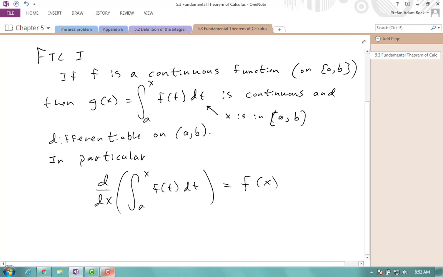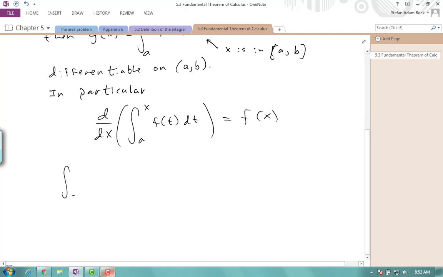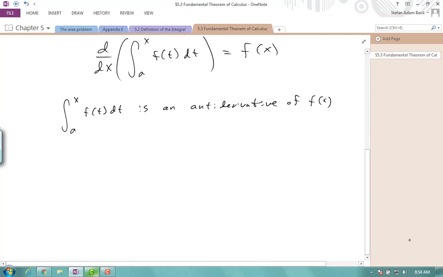But in particular what we have is that the derivative of this integral is equal to the inside function. And what we take away from that is that the integral from a to x of f of t dt is an antiderivative of f of x. So in particular we have a shorthand notation for the antiderivative involving the integral, and we'll say simply that the integral without bounds of f of x dx is equal to whatever antiderivative I find plus c.